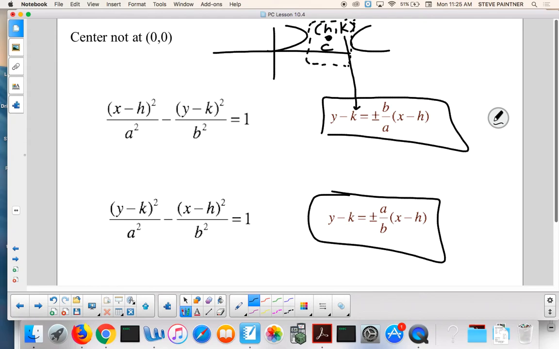Notice how it's b over a when you have a horizontal one, okay? But it's a over b when you have a vertical transverse, okay? You know what though, guys? If I were you, I would not even memorize that stuff. I would just look at my box and then just write the equation. I really would. I think you'll be fine if you see what I'm talking about in just a second.